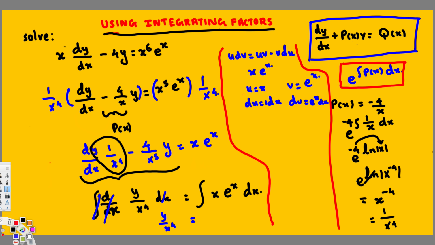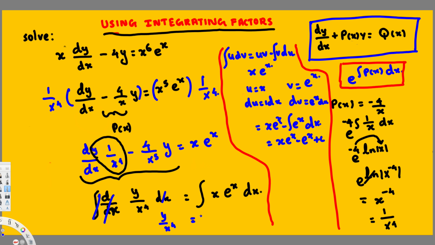Okay, now what we have to do is plug it into this equation, right? Now uv is going to be x times e^x minus the integration of v, which is e^x, du is equal to 1 dx, so dx, and if you integrate e^x, that's going to be e^x. So the final answer is going to be x e^x minus e^x plus a constant, right? So this is going to be our integration.